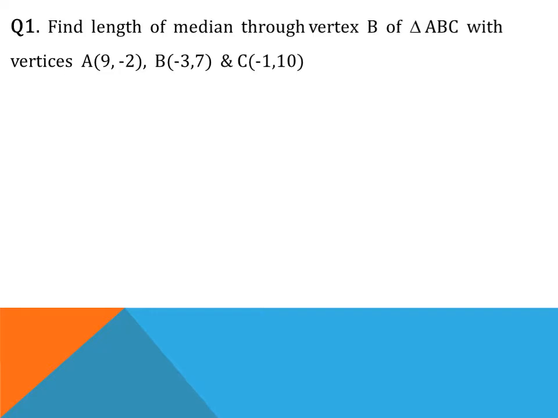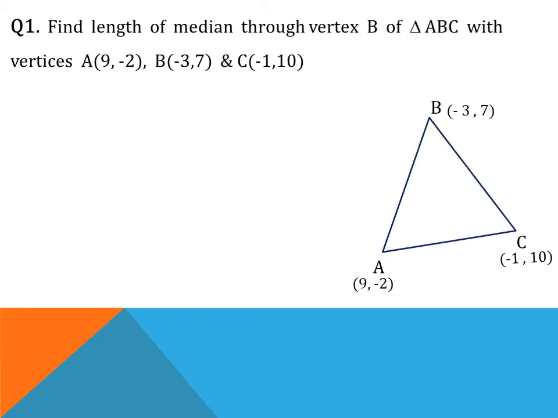So in the first question we have a triangle ABC and they have given us the coordinates of each vertex. We need to find the length of a median which is passing through the vertex B. So let's begin by understanding what is a median. It is a line which joins the vertex and the midpoint of the opposite side. Since they have said that the median passes through vertex B, it will join the midpoint of side AC.